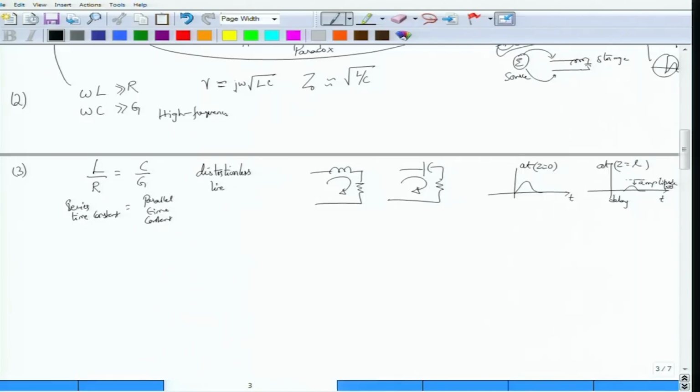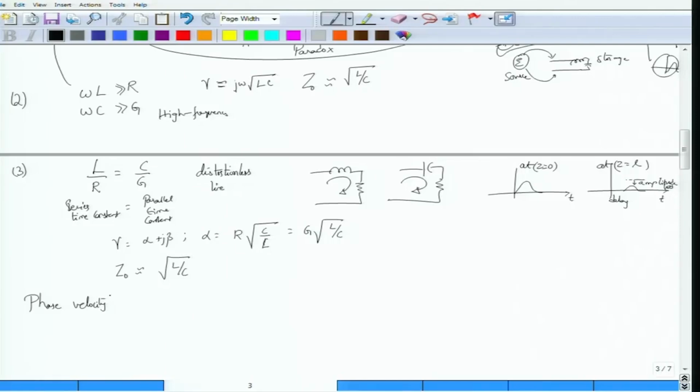So whatever the waveform that you have put in at the source, the same waveform shape would be available at the load as well. For this particular case, I will leave it as an exercise. You can show that gamma will consist of both alpha as well as beta, and we are interested in what is alpha. So gamma is alpha plus j beta, where alpha can be shown to be equal to R square root of C by L, or G square root of L by C. Similarly, you can show that Z0 for this case is approximately square root of L by C, and this is again real.